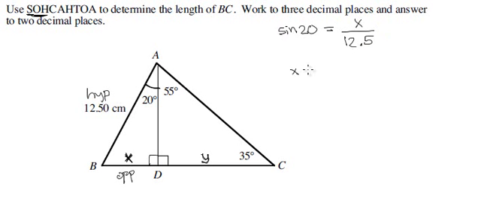So x should be 12.5 sine 20, which is 4 point, what do they say, work to 3 decimal places, 4.275.